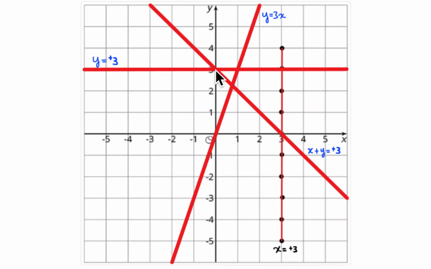When x is 0, y is 3, this point right here. And when y is 0, so it's right along this x-axis, x is 3. So it's this point right here. And so this line goes through those 2 points. And once again, both the x-coordinate and the y-coordinate can change. The x-coordinate is not fixed at positive 3. So this cannot be the line for this equation.